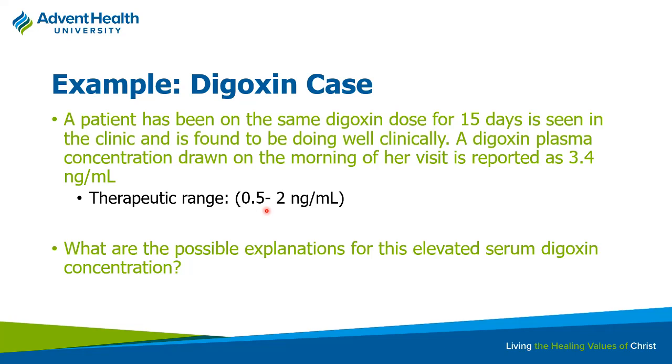And so we have a patient who's been on the same dose of digoxin for about 15 days or so, it's been about 2 weeks, and they come in, and again, without knowing the half-life of digoxin, we can assume, okay, it's probably a steady state, right? So let's just make that assumption there. And they come in, and they have a plasma level drawn the morning of our visit, and it's reported as 3.4 nanograms per ml. So initially, right off the bat, what are you thinking? Too high, right? Level looks too high.